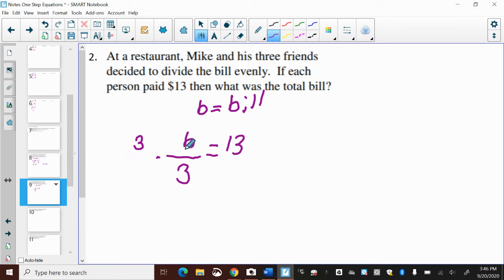You'll multiply each side by 3. The opposite of dividing is to multiply. We get B is equal to 39. So your final answer would be $39.